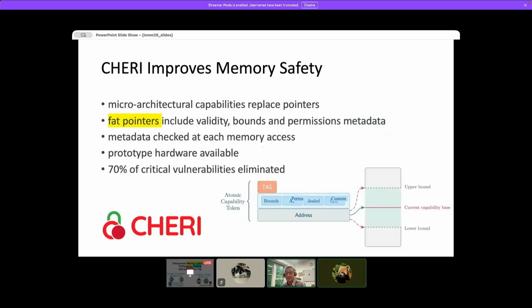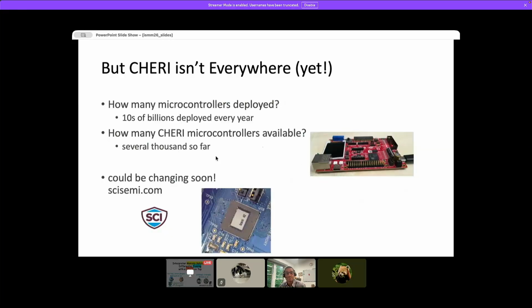Maybe some of you have too. If not, you can run things in an emulator or an FPGA as well. And the publicity for CHERI says that it eliminates roughly 70% of critical vulnerabilities, things like use after free and buffer overflows and other annoying memory safety violations that cause critical vulnerabilities.